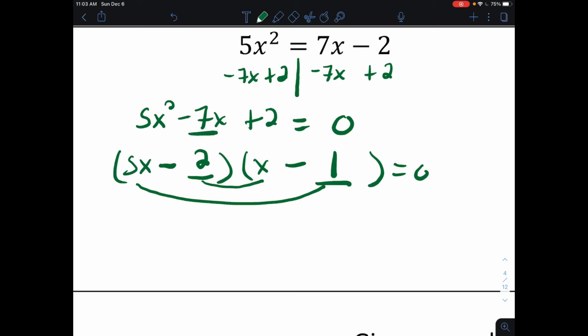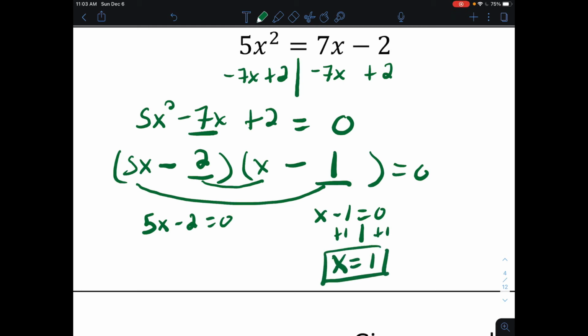So, now that we have it in factored form, we're going to set each factor equal to 0. We're going to solve for x. So 5x minus 2 is equal to 0. x minus 1 is equal to 0. We'd add the 1 over here, and that gives us an x value of positive 1. And then in the other one, we would add the 2. And so we have 5x is equal to 2. And then you would divide by 5. And we get a fraction here, which is okay. x is equal to 2 over 5.